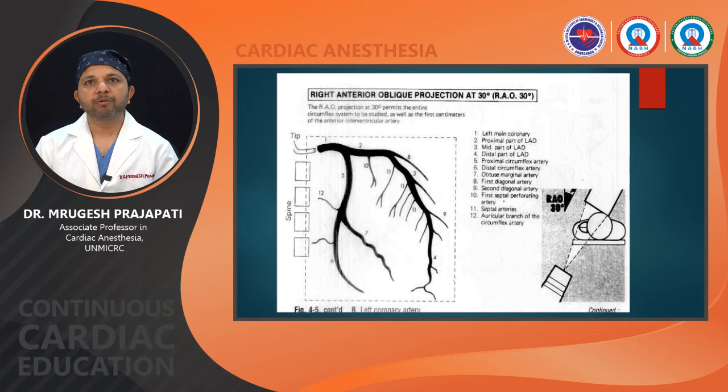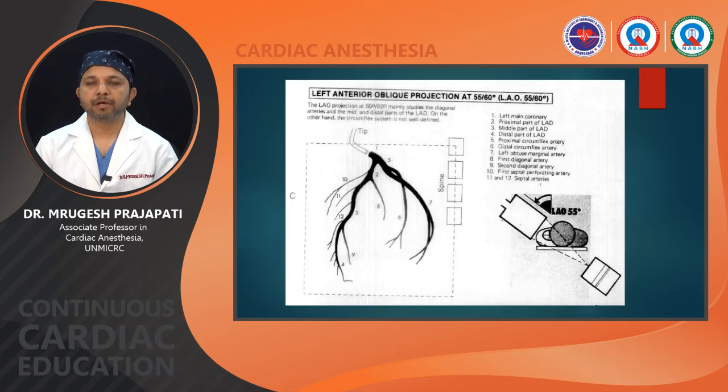In case of the RAO view, the LAD will be on the right side, and in case of the LAO, the LAD will be on the left side of the image. So, for easy remembering, we can say LLL: in LAO view, LAD will be on the left side.